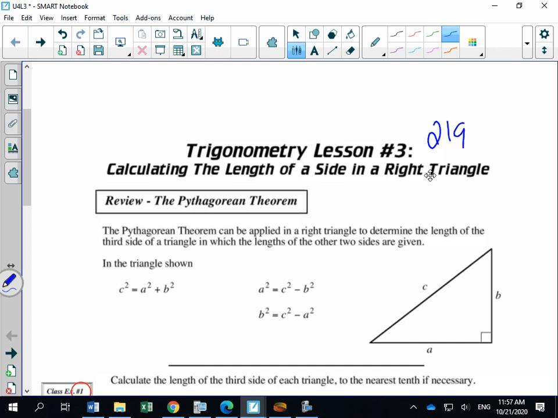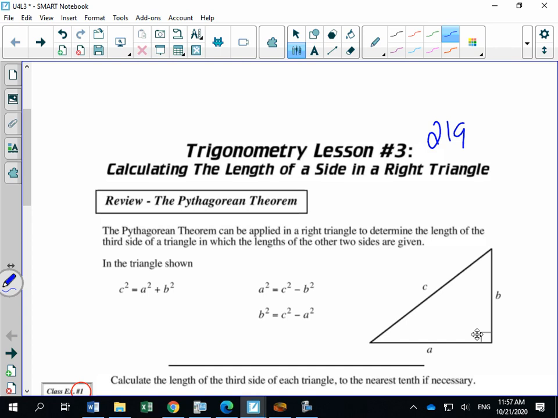When I say solve a triangle, there's essentially 6 things that you could possibly solve. There's 3 sides to a triangle and there's 3 angles. However, one of the angles must always be what? 90 degrees. So really there's only 5 things that you're solving.